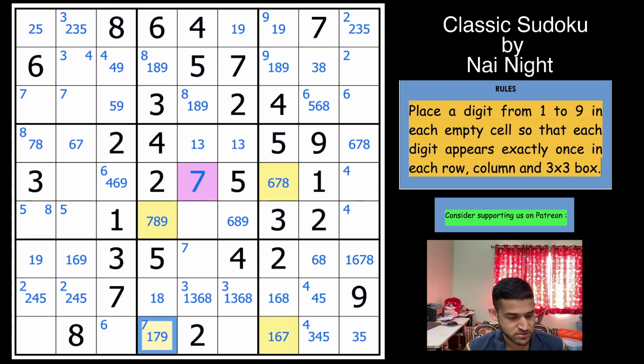Which means that 7 cannot be in the pink cell. This is called a skyscraper logic. 7 is not here, which means 7 goes in this term. This is not 7, 4, 6, and 8. This is not 7, 6, 8, 9. Still, you can't say it was a breakthrough or anything, but something.